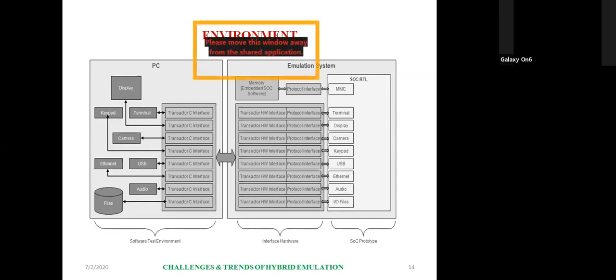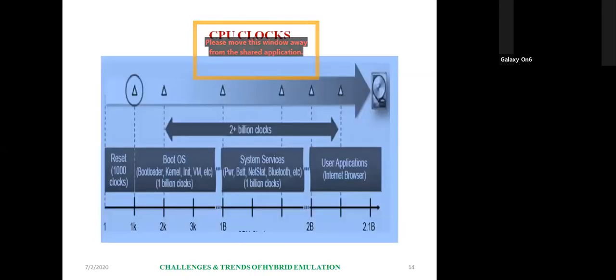So your design will be a SoC RTL. It's a big design, your SoC RTL, that will sit on your emulation, and you can do your emulation for cloud computing, big data, and also IoT, smart grids. So the cycles will be 2 billion clocks.